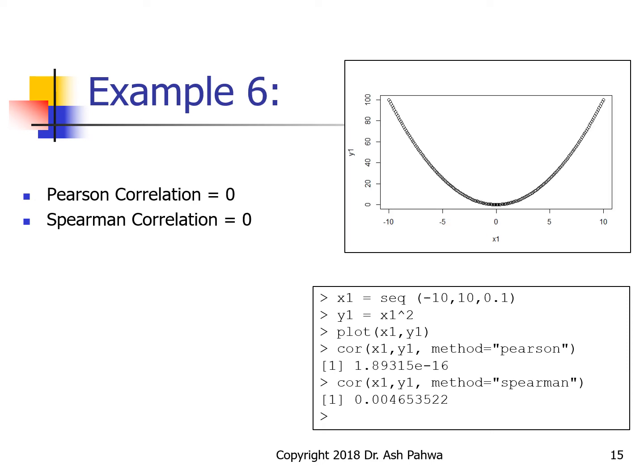Now let's take the last example, and this particular data element is nothing but a parabola. So it is a quadratic function. Since it is a quadratic function, Pearson's correlation will be 0. And Spearman's correlation will also be 0, because as the x values are increasing, y values are coming down first and then they are going up. So in that case, there is no correlation between x and y values. So whether you use Pearson or whether you use Spearman, both correlation values are going to be 0.